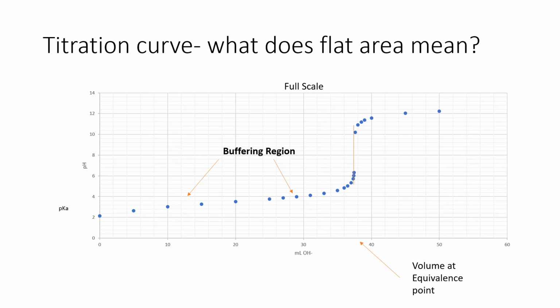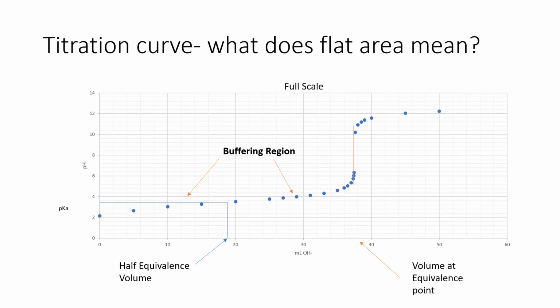We can figure out what the average pH of this region is by looking at the half equivalence point. What we do is we take the volume at the equivalence point and cut that volume in half. Here we had 37. I cut that in half, I get 18.5. And if I look at the pH in that region, that's going to be the rough pH of the buffering region. But I can also find something else that's important too, and that's called the pKa.